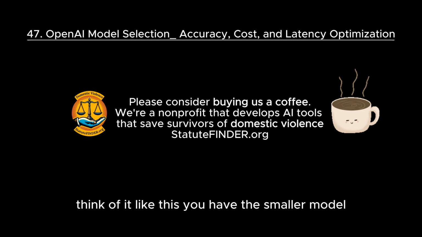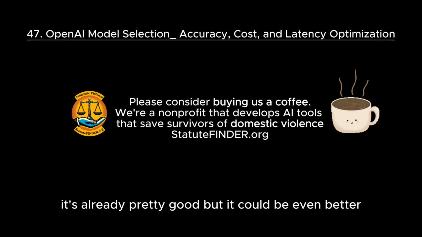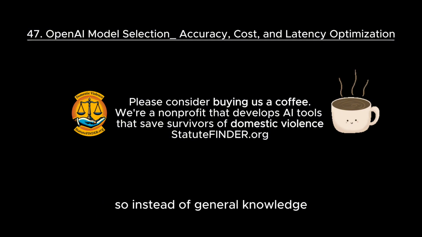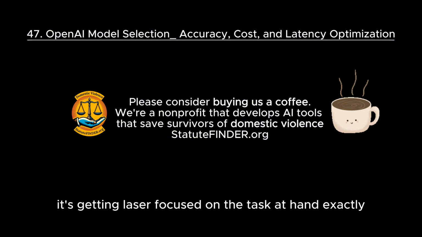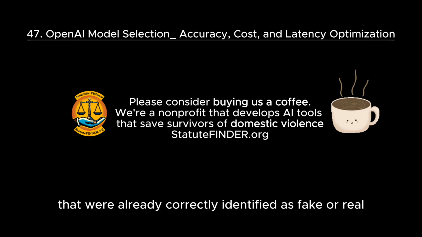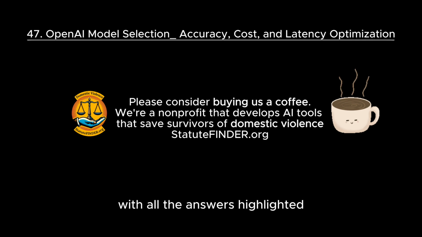Think of it like this: you have the smaller model that's already pretty good, but it could be even better with some specialized training. Fine-tuning is like giving it a crash course specifically on classifying fake news. So instead of general knowledge, it's getting laser-focused on the task at hand. Exactly. To do this, they used 1,000 labeled examples, articles that were already correctly identified as fake or real. It's like giving the model a study guide with all the answers highlighted.